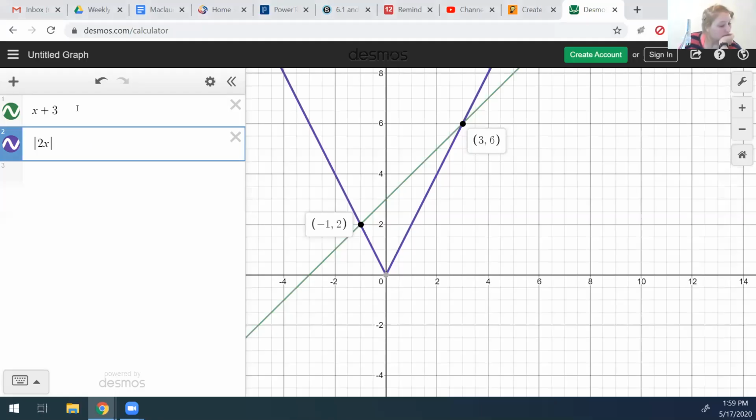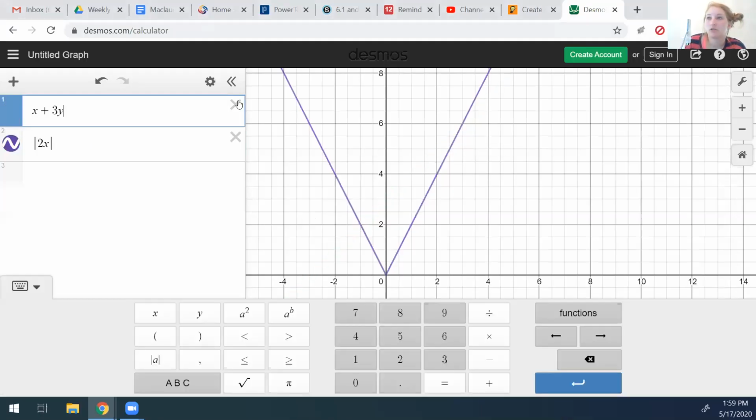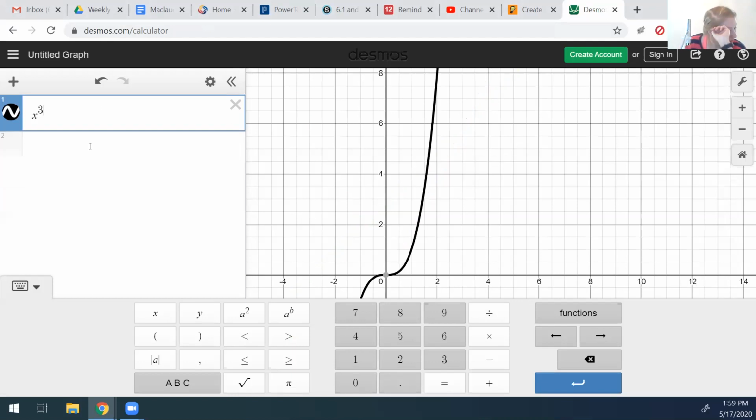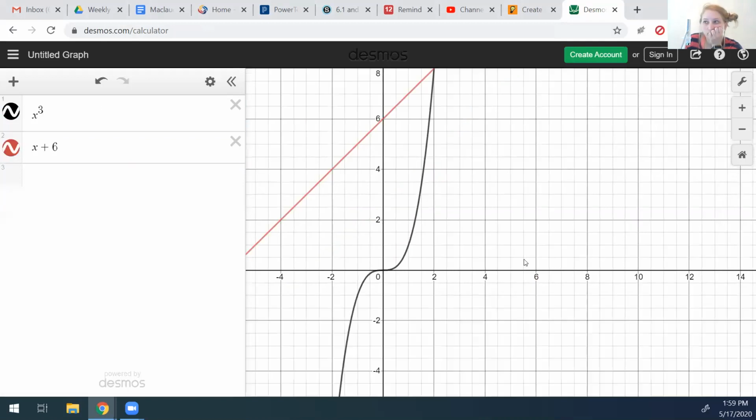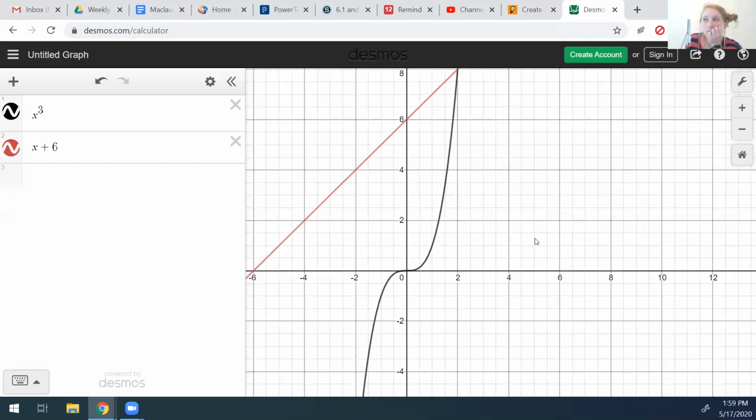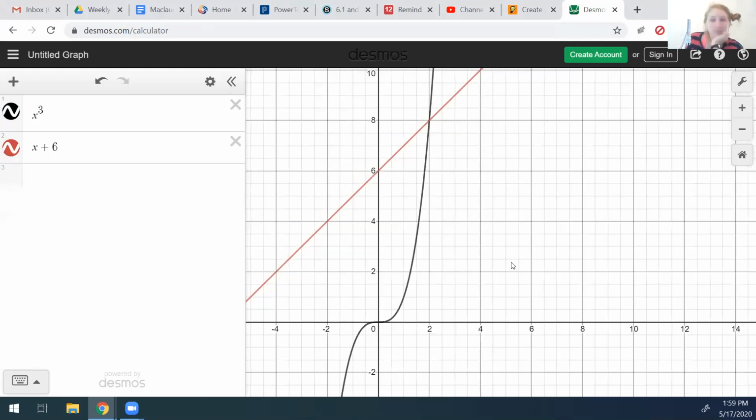Okay, so y, oops, okay, we'll do x cubed and x plus 6. Oops. 6. Okay. All right, so here we go. So our intersection point is here, and that is at 2, 8. So this time, since we are integrating with respect to y, we're going to care about the y coordinate of this, which is 8, okay?